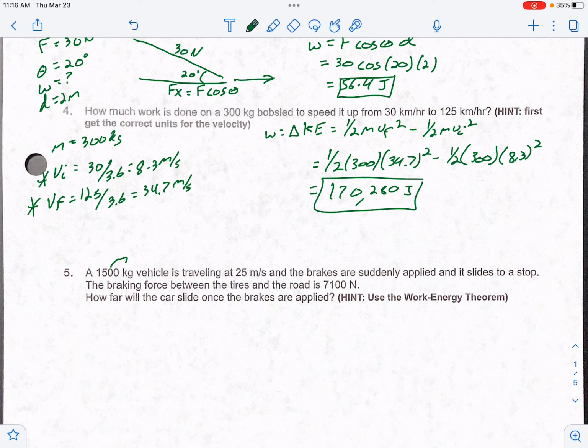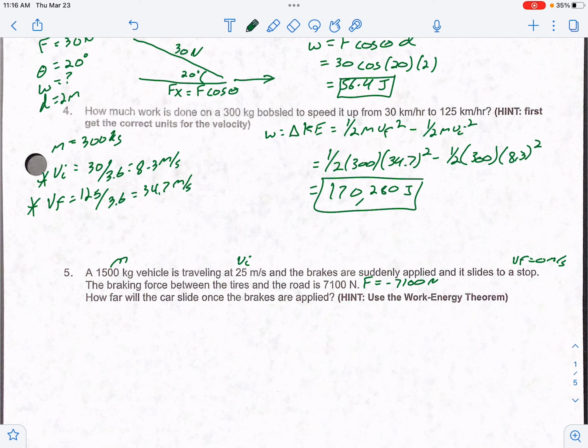Number 5, a 15 kilogram vehicle. So I have a mass. I'm just going to start labeling these now to save time. It is traveling at 25 meters per second, and then the brakes are suddenly applied and it slides to a stop. So my VI was 25, and my VF is going to be 0 meters per second. Now the braking force between the tires and the road is 7,100 newtons. So my force, now it's going against you, so technically that's a negative 7,100 newtons.